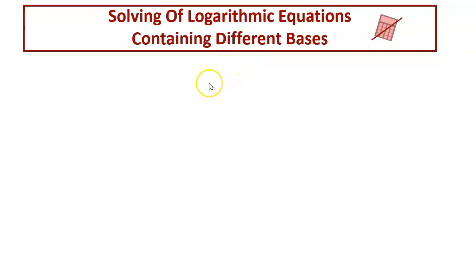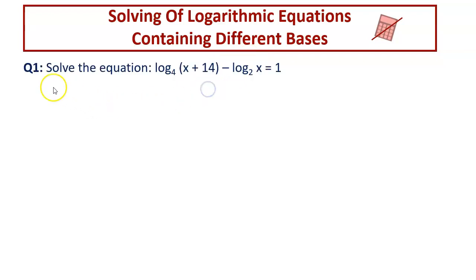First of all, let us look at the given question. It is: solve the equation log of x plus 14 to the base 4 minus log of x to the base 2 equal to 1. And we are seeing this equation is having two logarithmic terms and they are having different bases. One is having the base as 4 and the other is having the base as 2.